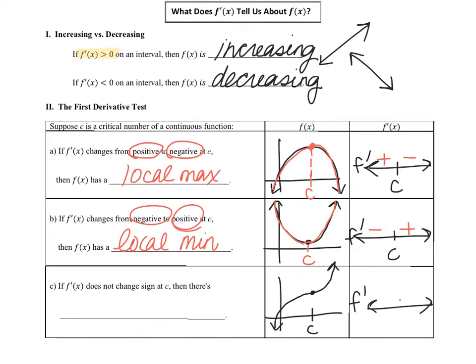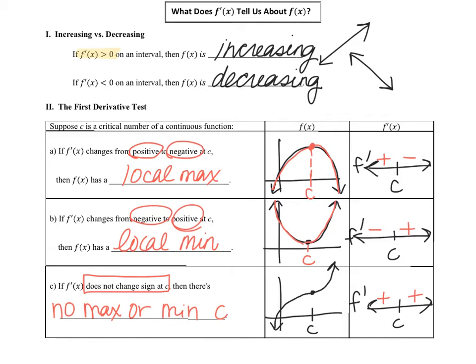Looking around that critical number, in this case, the way I have my graph drawn, my slope is positive, and then my slope continues to be positive. So that means there is no change in sign. If the derivative does not change sign at c, then there will not be a max or a min. So we have no max or min at c. And later on, we'll talk about how in this particular graph, it turns out that is an inflection point. But we'll talk about that later when we talk about concavity.